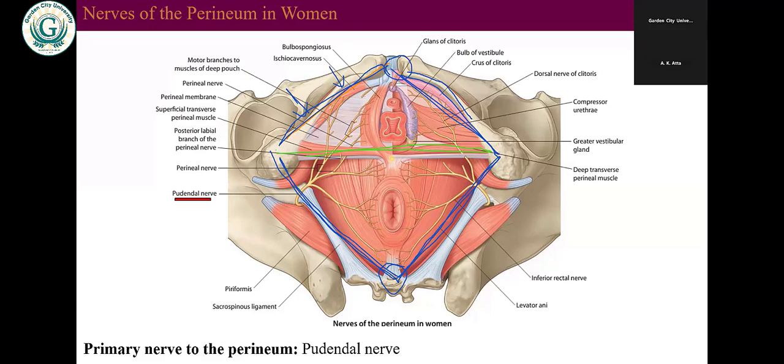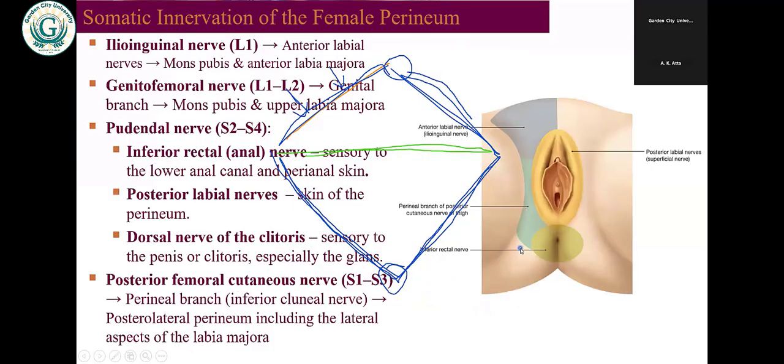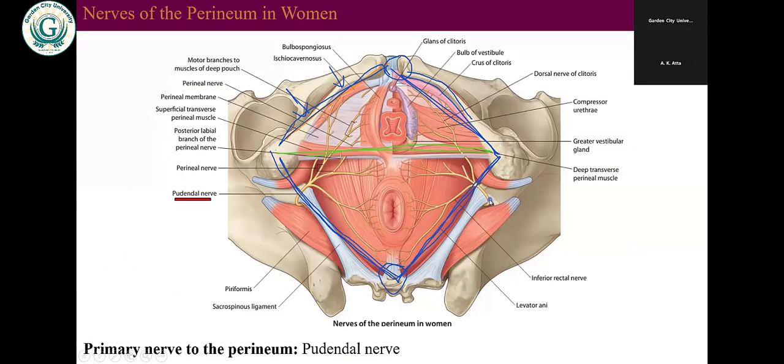You realize that when there's damage to the perineal body, it can lead to prolapse. Now, I'm showing this image because I only wanted to talk about the nerve that supplies the perineum. That nerve is what we call the pudendal nerve.